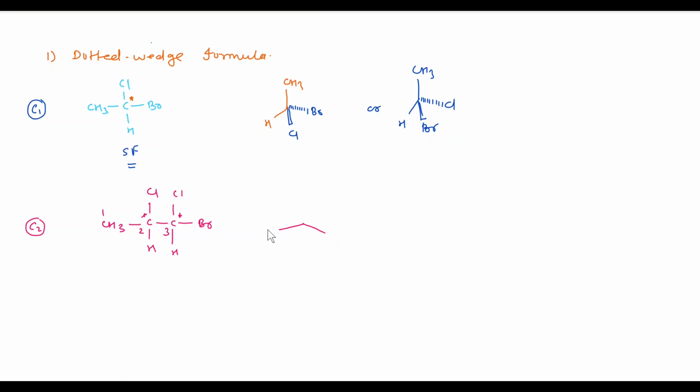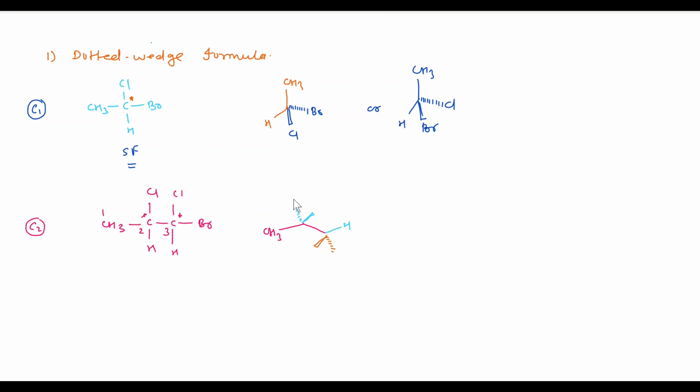For the first carbon there is a CH3 group. For the second carbon there is one chlorine atom and one hydrogen atom. That's why we write one substituent below the plane and one substituent above the plane. Similarly, for carbon number third, one substituent is in the plane, that is hydrogen, and of the two other substituents, one is below the plane and the other is above the plane. Write these substituents at these positions.